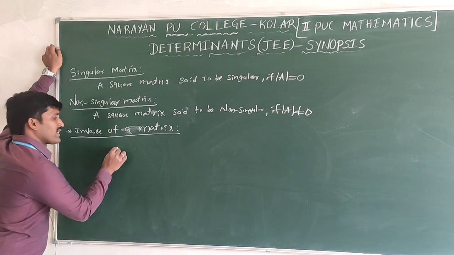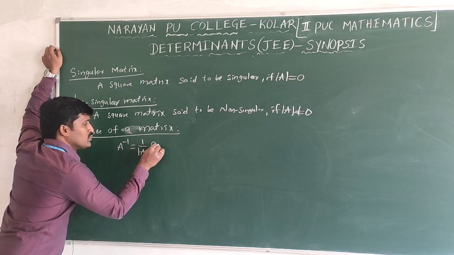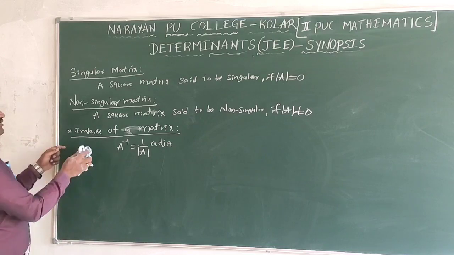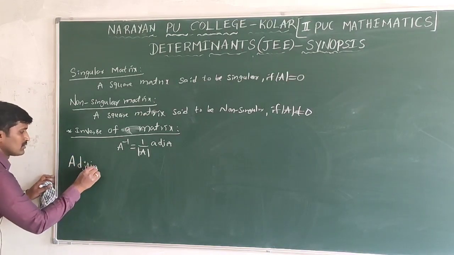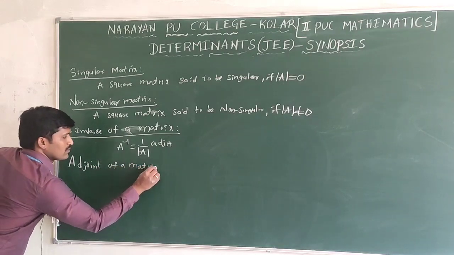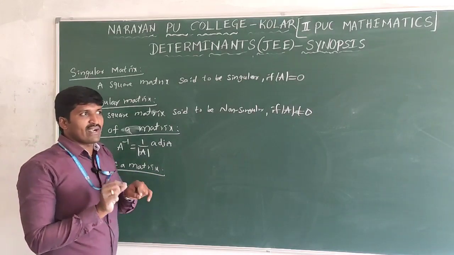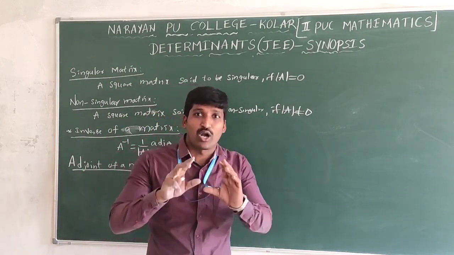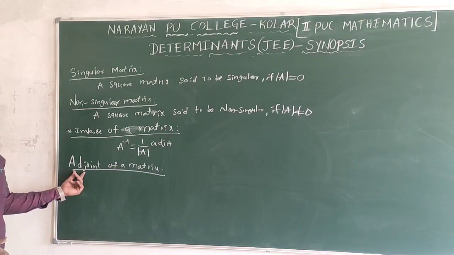Now for the inverse of a matrix, there is a formula. A inverse equal to 1 by det A into adjoint A. Now before this, what is meant by adjoint A? We learn it. Adjoint of a matrix. We know already how to find the cofactor of each and every element. The combination of all cofactors of a matrix is called the cofactor matrix. Transpose of that matrix is called the adjoint of a matrix.